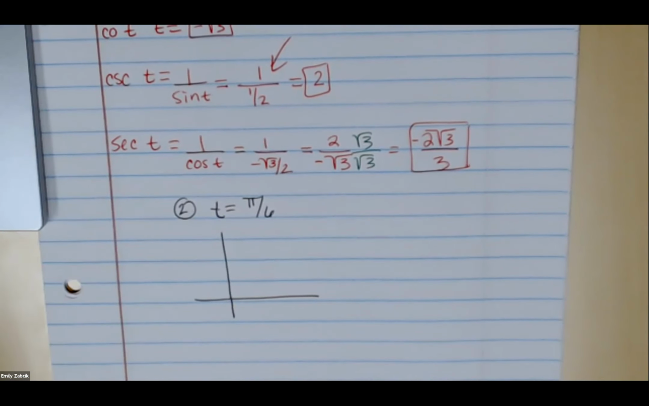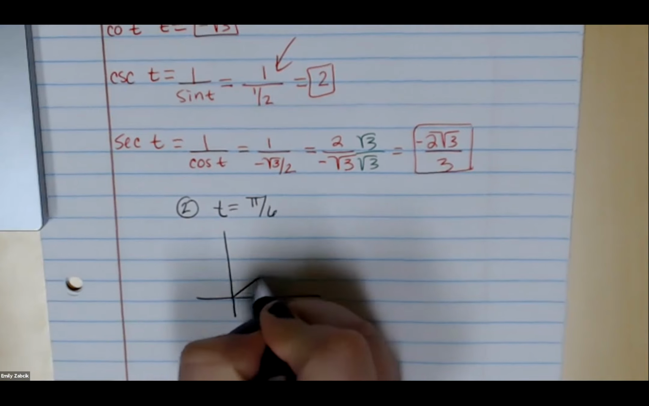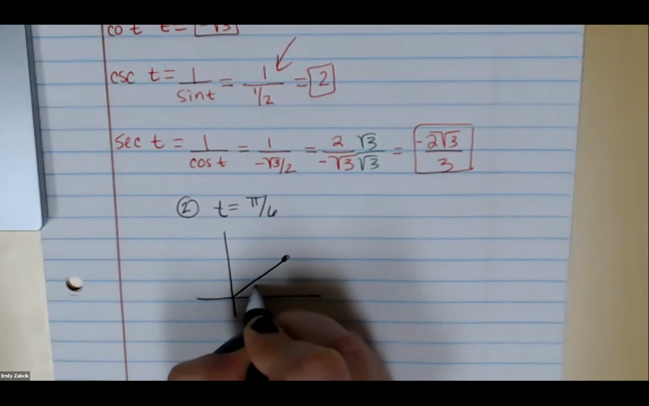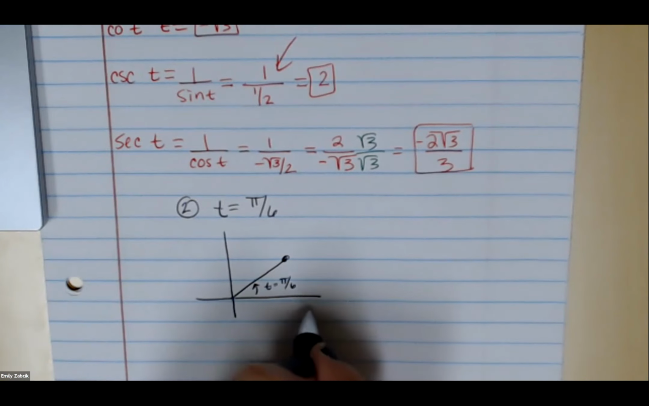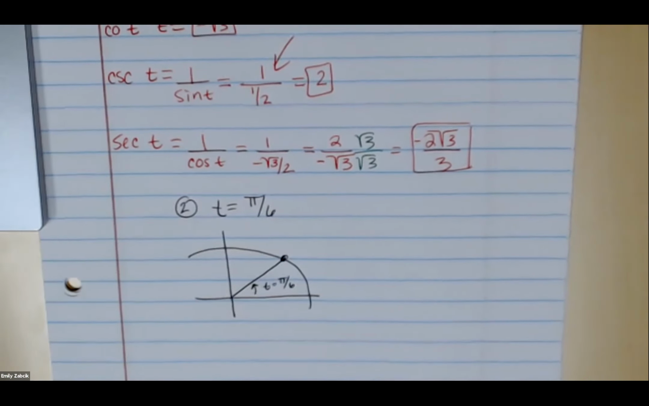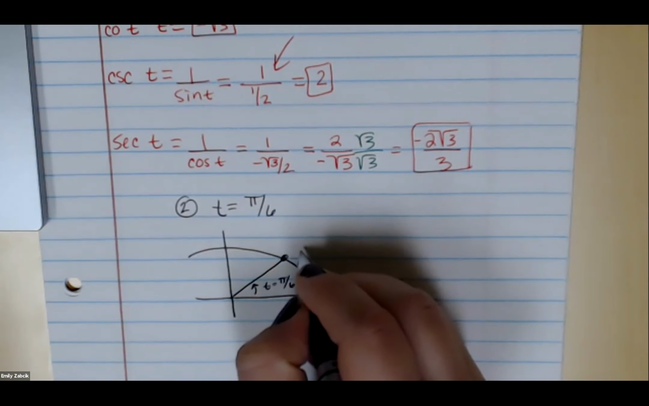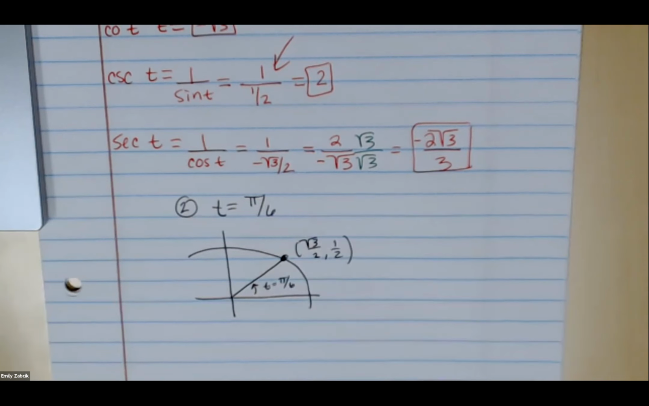Okay, pi over 6 is in quadrant 1. And so just a rough sketch here. I'm going to call this my t, and this is equal to pi over 6. In relation to my unit circle, we've done this triangle. We've done pi over 6 in previous notes. So this ordered pair right here is square root of 3 over 2, comma 1/2.